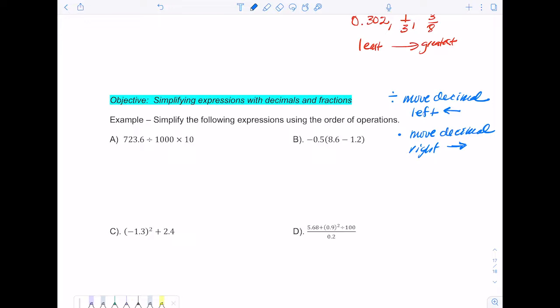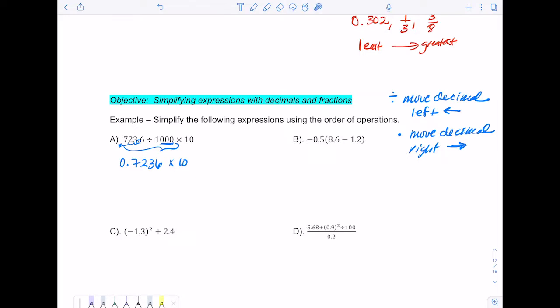So we know order of operations, we're going to divide and then multiply, right? We're going to go right in order because they are occurring next to each other. So just go left to right in the order they occur. So if I take care of this first part here, 723.6 divided by 1,000, I'm going to take my decimal and move it back 3 places because 1,000 has 3 zeros. So just count 1, 2, 3. So this is going to turn into 0.7236. And then I still have times 10.